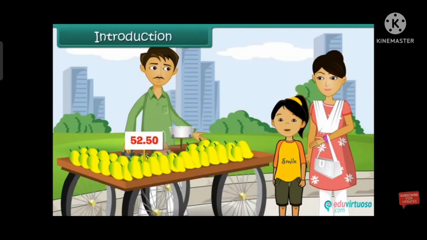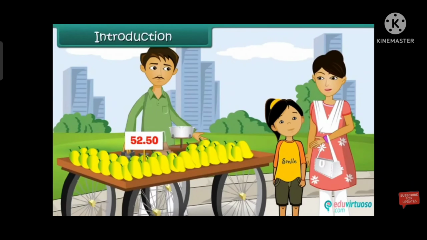Mama, look, there are mangoes. Please buy some for me. Oh, it costs 52 rupees and 50 paisa per kg. Sure, dear. I will buy 2 kilograms of mangoes for you.